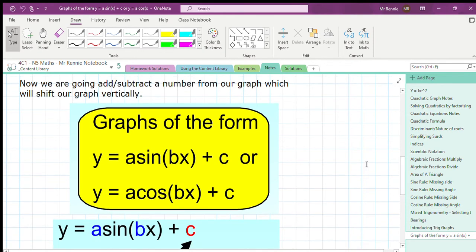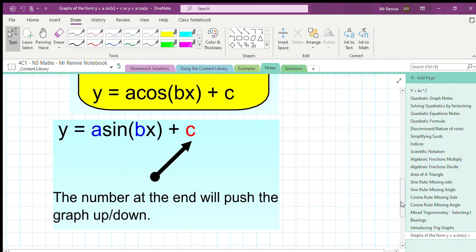At this point I'd write down this title and this note. If we have a plus c, or a number at the end that we're adding or subtracting, then that number will push the graph up or down. For example, if I have sin x and then I add 3 to it, I draw my normal sine graph, but then I shift everything up 3 spaces. Similarly, if I've got sin x minus 2, then everything goes down 2 boxes once I've drawn my sine graph. We're going to practice sketching a couple of examples of this.